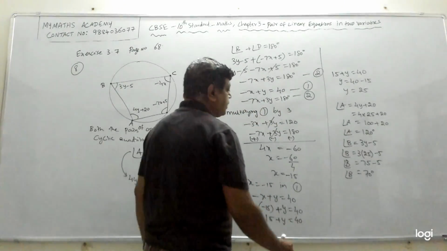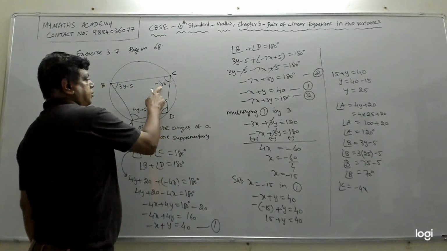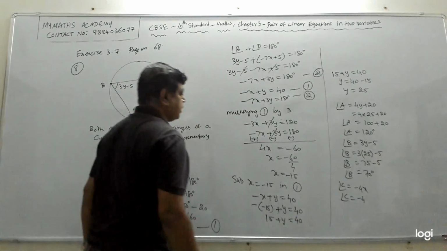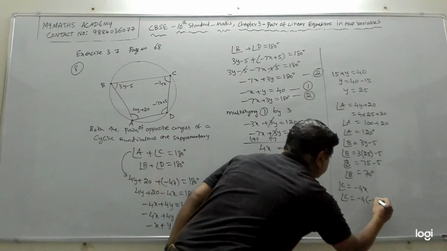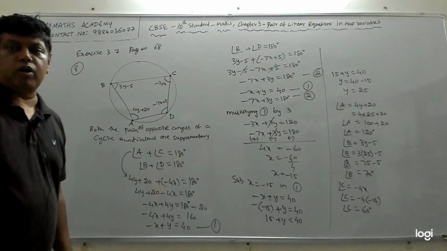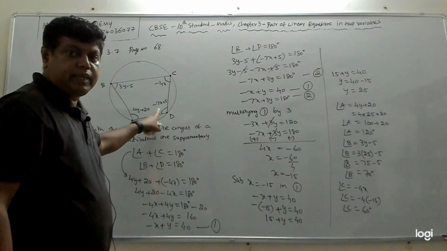Now I should find angle C. What is angle C? Angle C is minus 4x. So angle C equal to minus 4 into x. What is the value of x? Minus 15. So you should put minus 15. So that makes my angle C as 60 degrees. Are you guys able to follow this? Right? Now I need to find the value of D.